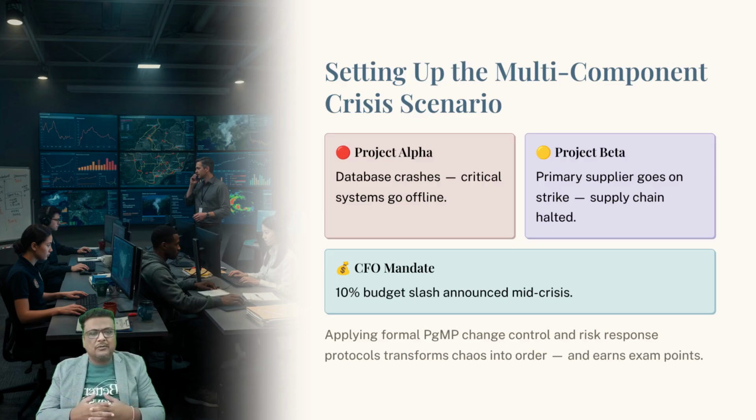Let me share a quick story with you. Years ago, I designed a live simulation workshop for senior executives where we introduced 3 simultaneous crises. Component Project Alpha's database crashed, Component Project Beta's primary supplier went on strike, and the CFO announced a 10% budget slash. The room went dead silent for a minute. But as the teams applied our formal PGMP change control and risk response protocols, order emerged from the chaos. Stay with me for a moment because practicing under pressure is a guaranteed PGMP exam point winner.